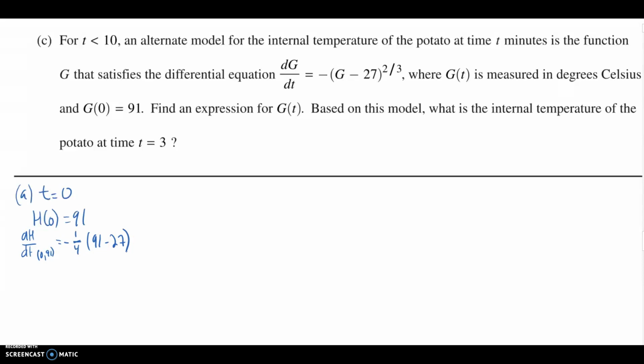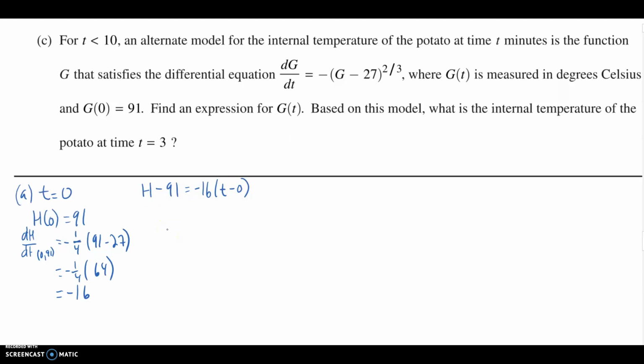This one, just because we're going to write the tangent line equation, might be a good idea to simplify down this dh/dt. If you choose to leave it, just make sure you carry that expression around accurately. So I have negative 1/4, the 91 minus 27 should be 64, and that'll give us a nice negative 16. And so our tangent line, again using the variables provided to us, will be h minus our y value, which was 91, equals our slope times t minus 0.